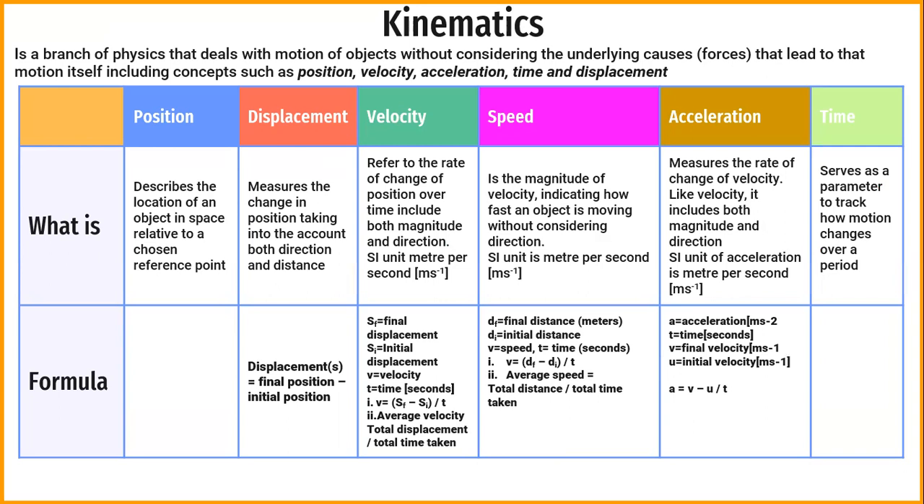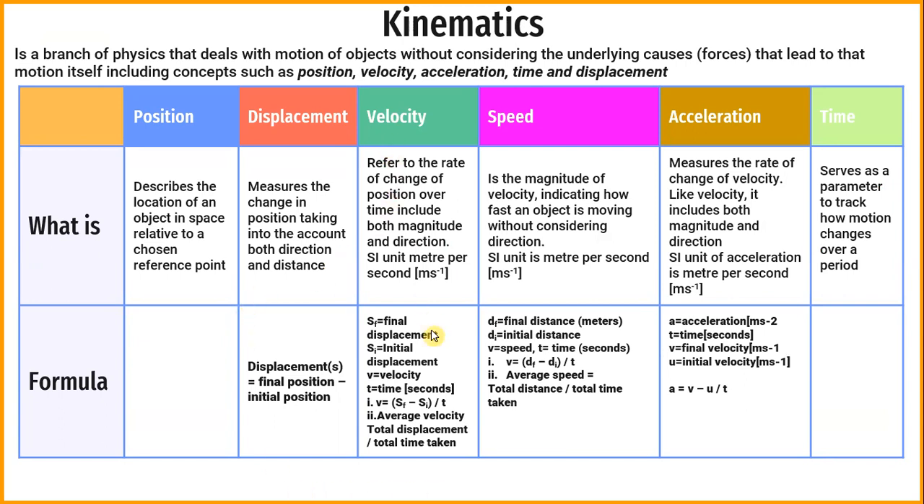Displacement measures the change in position, taking into account both direction and distance. Velocity refers to the rate of change of position over time, including both magnitude and direction, and the standard international unit is meter per second.